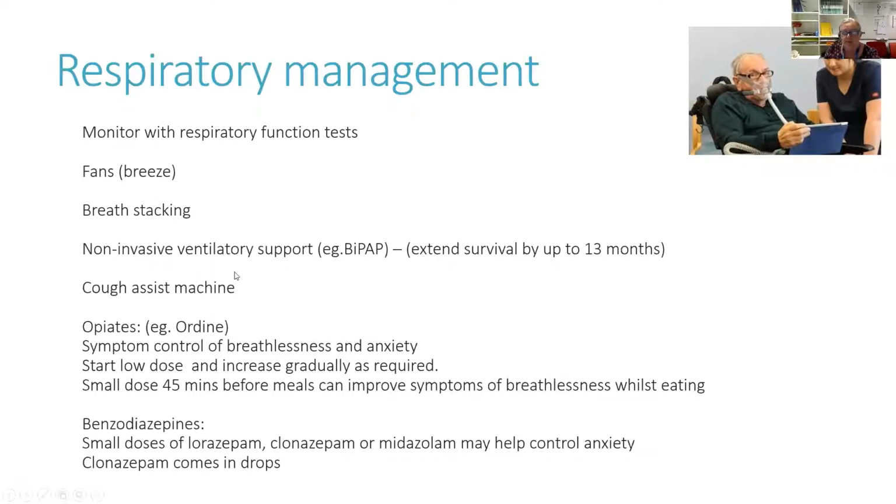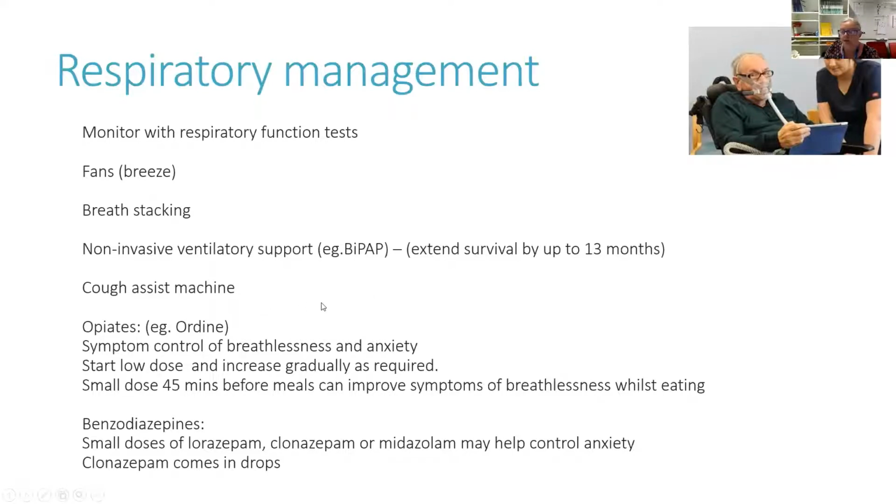The cough assist machine is another thing. They are unfortunately very expensive machines and not available for everyone. But some people find them beneficial, using them once or twice a day if they have a weak cough, just to be able to clear the respiratory tract, which helps prevent any infections. If we go on to some of the medications that we use to manage respiratory function, we often use a medication called Ordine.